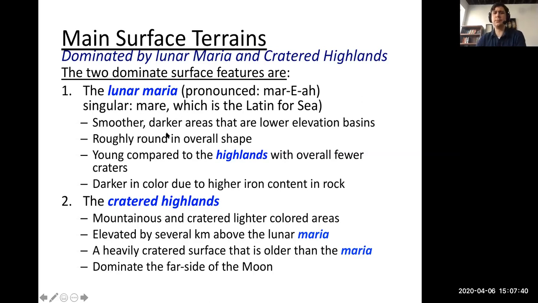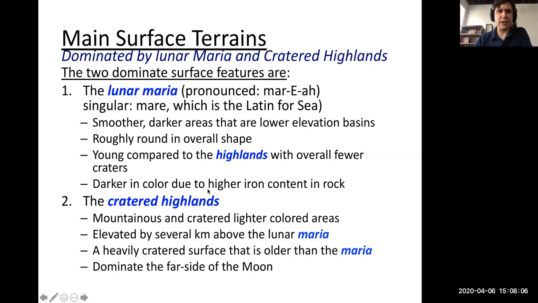So these are the smoother, darker regions. They have lower elevations, and they're sort of giant basins. They're roughly round in overall shape, and they are young compared to the highlands. And how can we tell that? They have fewer craters. The surfaces have been exposed to outer space for a shorter amount of time, so they've accrued fewer impacts on their surface. And they're darker in color due to an increased iron content in the rocks there.